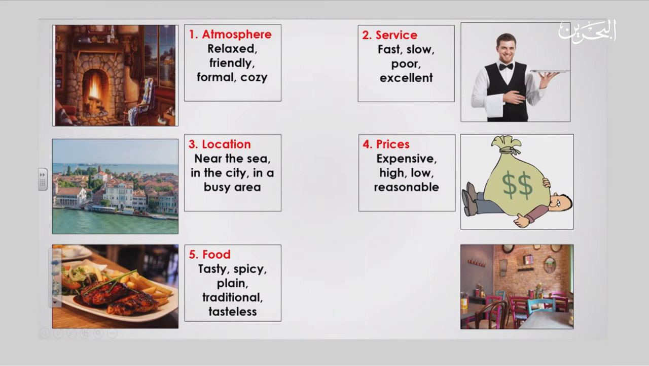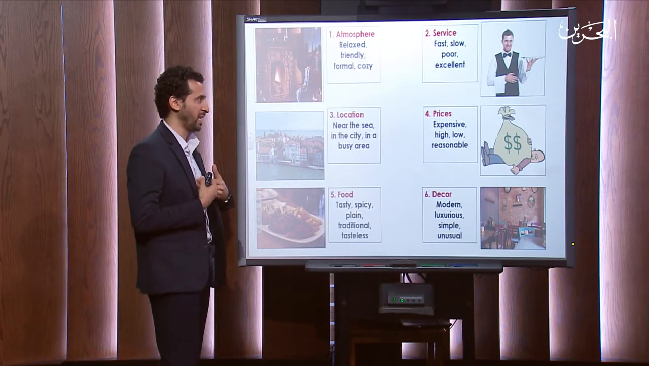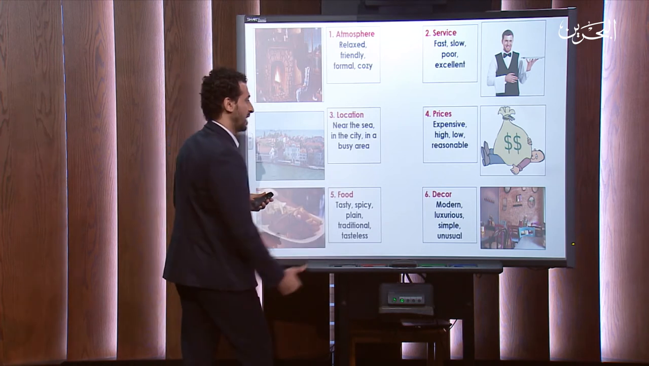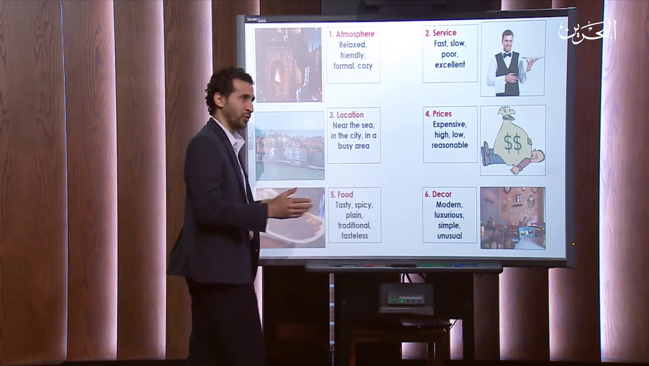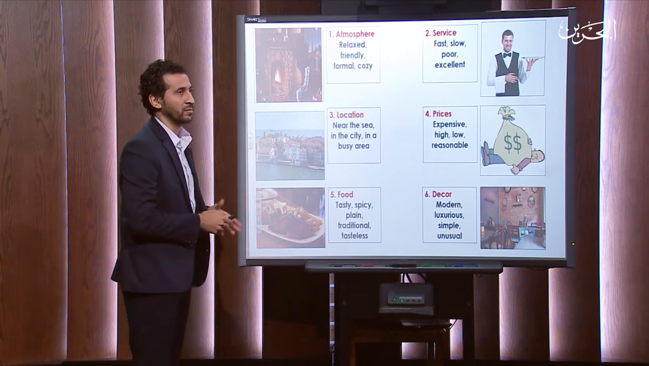Okay, now what about the last one? If you look carefully at the picture, this is the decor. It could be modern, it could be luxurious, it could be simple or unusual. Which one of these is the most important thing for you? For example, for me, I will think about food and decor. What about you? Ask yourself this question. All of these are important, by the way.